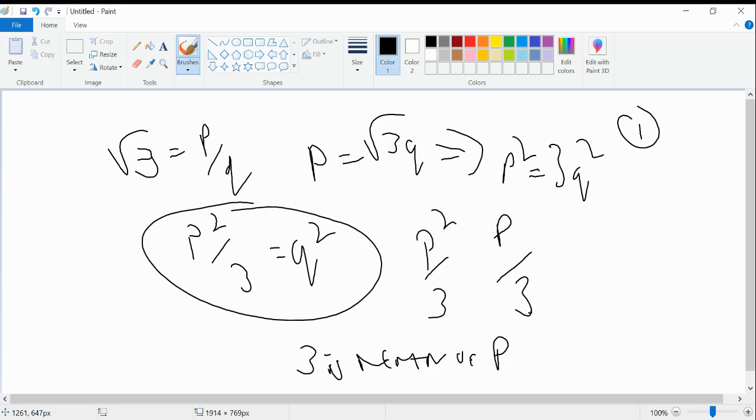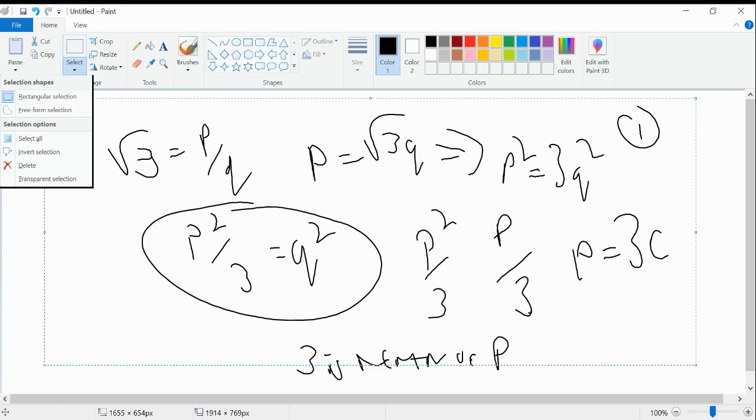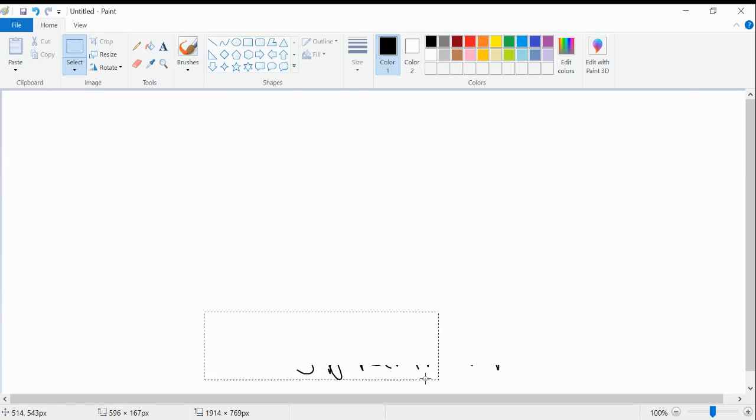Moving on, so because 3 is a factor of p, we can write p is equal to 3c, where c is an integer, and that's because 3 is a factor of p. We can write it as that. So we're going to be plugging that into the original equation in just a moment. Let's clear this. Great. So we're going to be plugging it into the original equation.